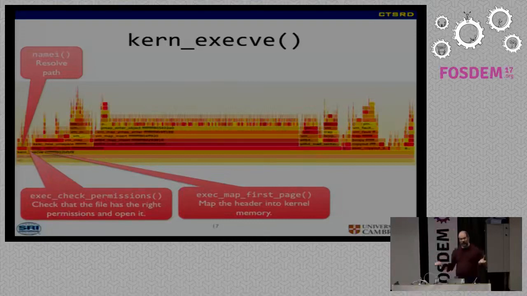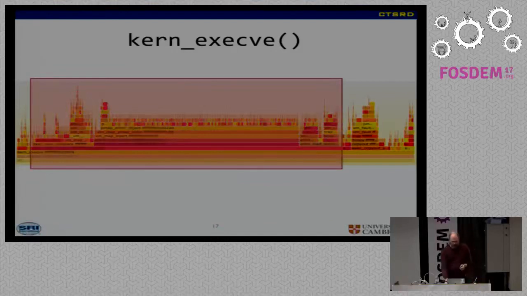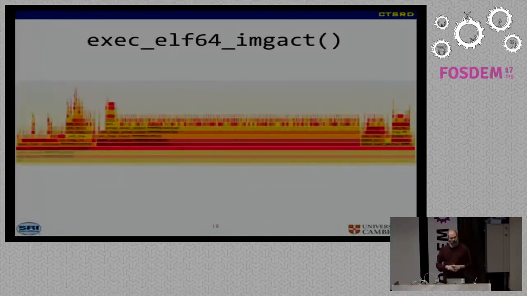Then exec_map_first_page does about what you'd expect. It maps the first page worth of data from the program. And it does this so that it can examine the headers in the program and determine whether, for instance, it is an actual ELF executable, as we're talking about, or perhaps a shell script where it needs to find a program to run. Now, the main part here is exec_elf_imgact. It's an image activator, which is what we call the thing that takes a program and instantiates it into memory.